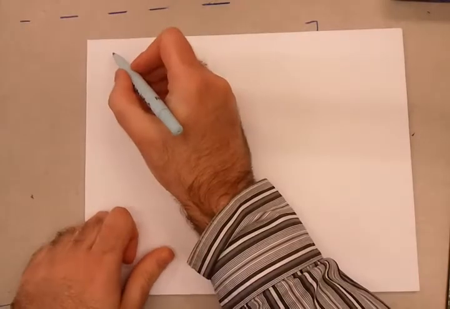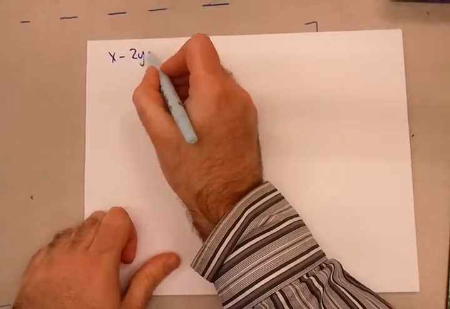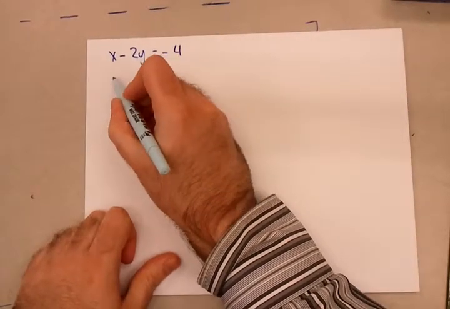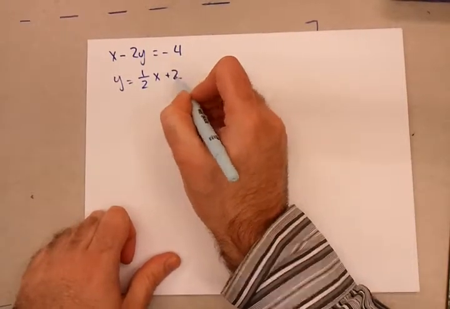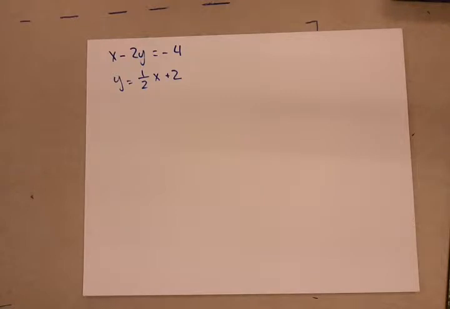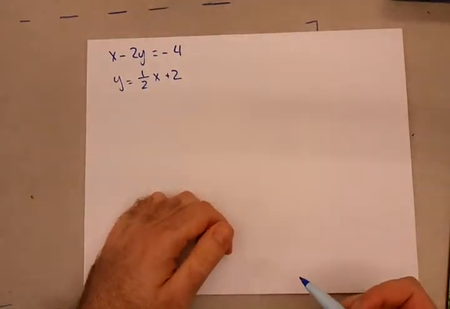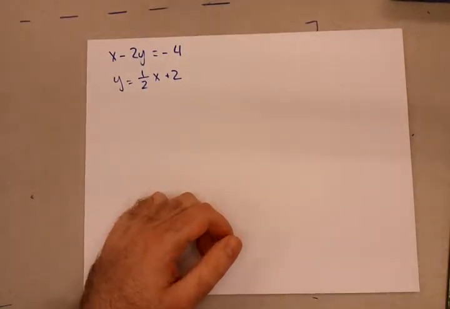So again, we're going to have a system of linear equations. In this case, it's x minus 2y equals negative 4, and y equals 1/2 x plus 2. Now, just like before, you can do this graphically, so let's actually graph these out and see what we get. In order to graph, the preferable method is through slope-intercept form, so let's do that.